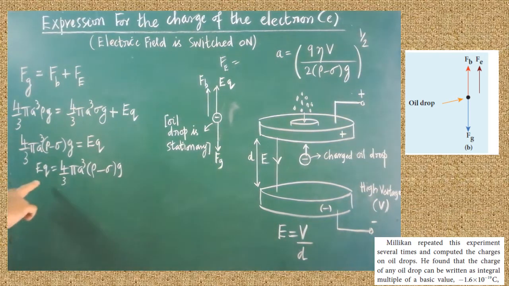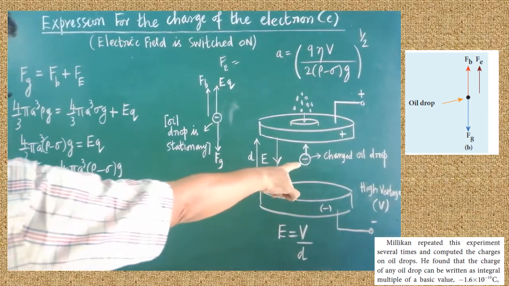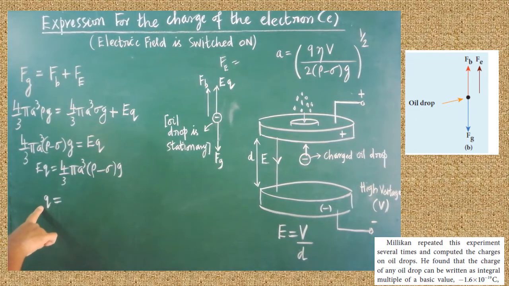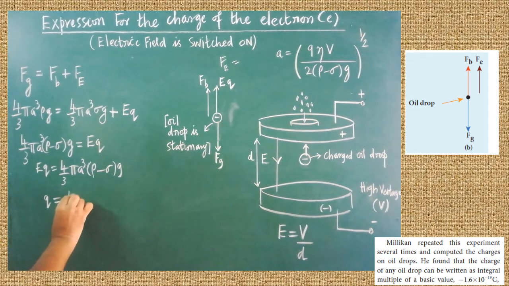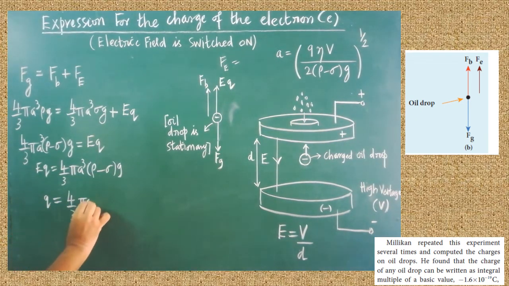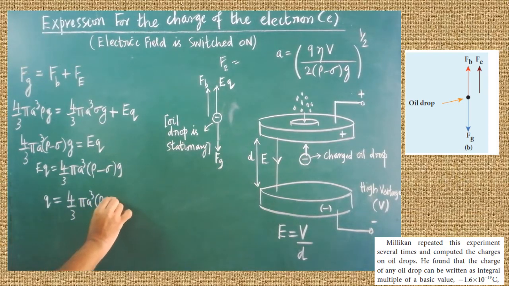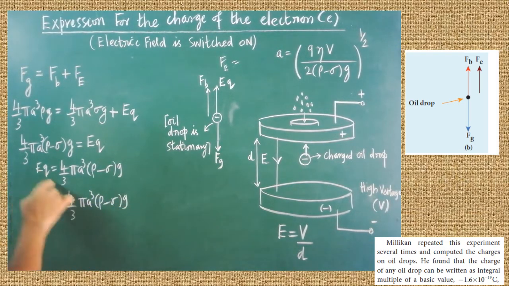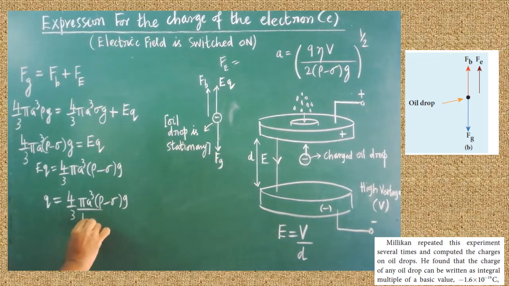So what is required here? Q is required. Q is equal to, what is Q? The net charge stored on the oil drop is nothing but Q. Are you clear? Now 4 pi by 3 pi a cube (rho minus sigma) g. This E can be cross multiplied. What is E? The strength of the electric field.